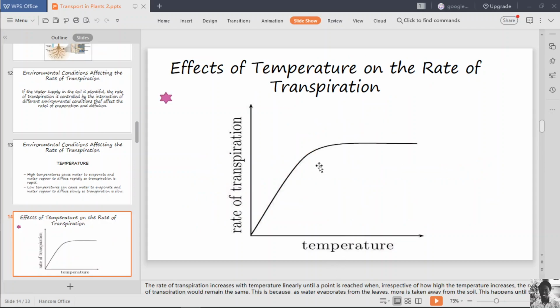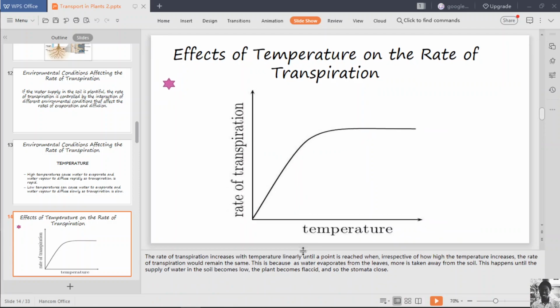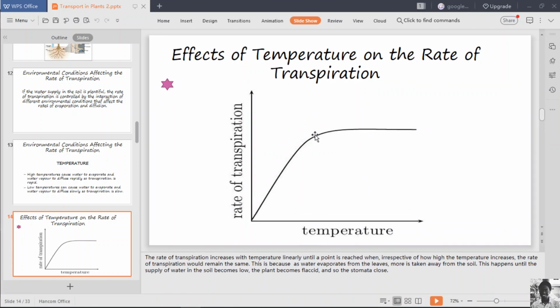In this graph here, it can be seen that the rate of transpiration increases with temperature linearly until a point is reached when, irrespective of how high the temperature increases, the rate of transpiration would remain the same. So the graph plateaus here, and this is because as water evaporates from the leaves, more is taken away from the soil. This happens until the supply of water in the soil becomes low, the plant becomes flaccid, and so the stomata close.